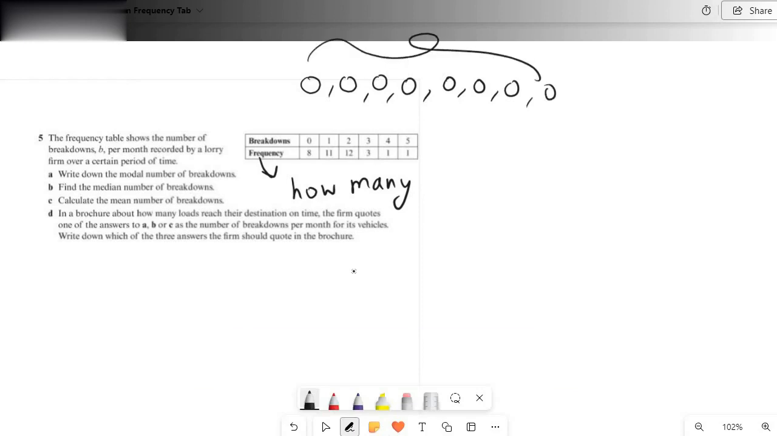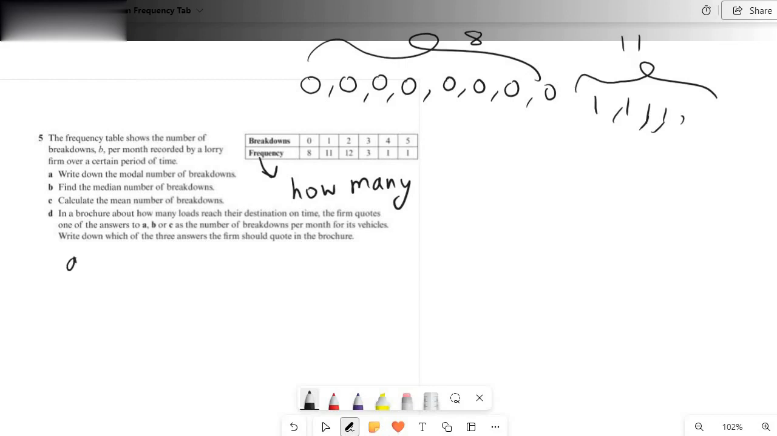So there are going to be 8 zeros, and similarly there are going to be 11 ones here. So there are going to be 11 ones, and there are going to be 12 twos here. This is how the actual data series looks.